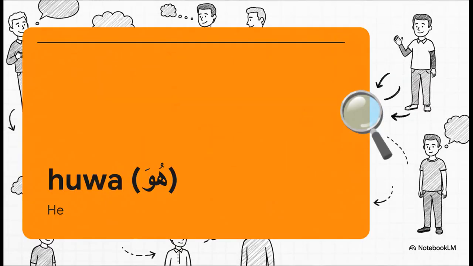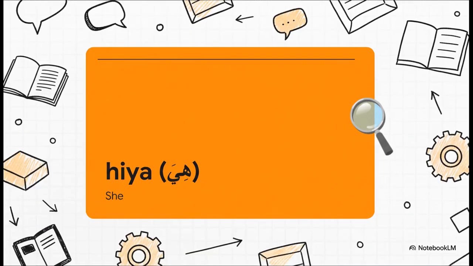Next up, for talking about a guy, we have he, which is huwa. Huwa. Nice and straightforward. And to round out our set, she is hiya. Hiya. So there we have it, our 5 key players. Ana, I, anta, you for a guy, anti, you for a woman, huwa, he, and hiya, she. Now we're ready to actually start talking.